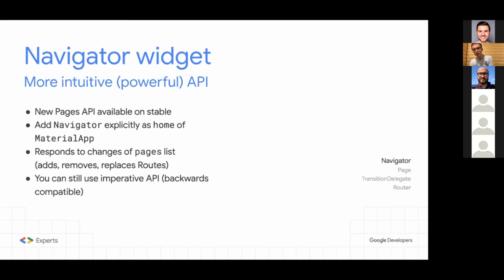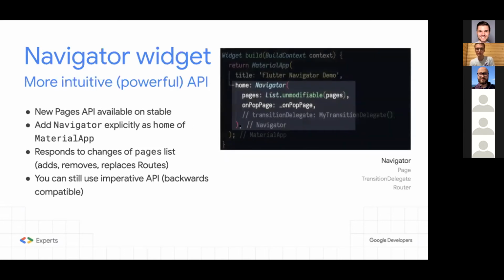And again, let's repeat, you can still use the previous imperative API, and it should be backwards compatible. So here's an example from the source code. If you have your Material app, you need to provide the new navigator as a home widget. Here's the list of pages. Here I'm using the constructor List.unmodifiable, but you could also use List.of, or pages.toList, and so on. It doesn't actually matter as long as this is a new instance of list. Then you need to provide this onPopPage callback, which I will describe later, and the transition delegate.